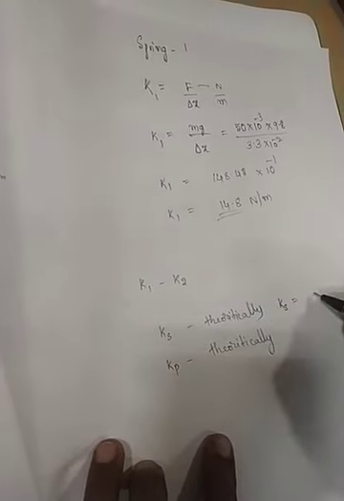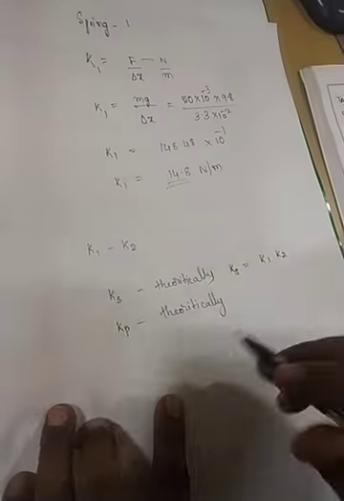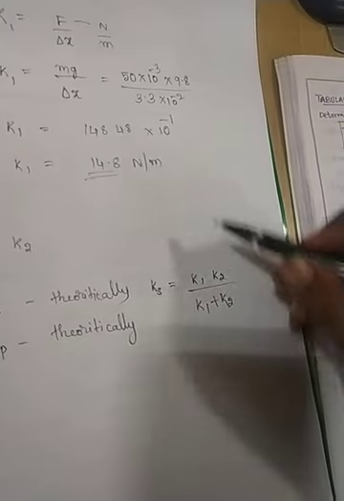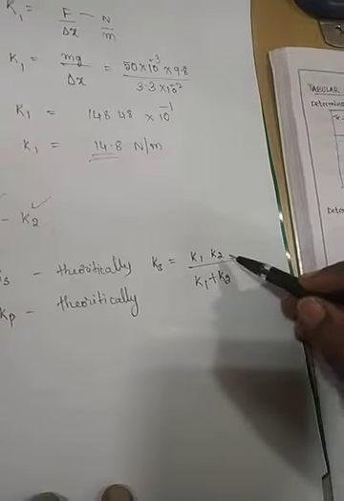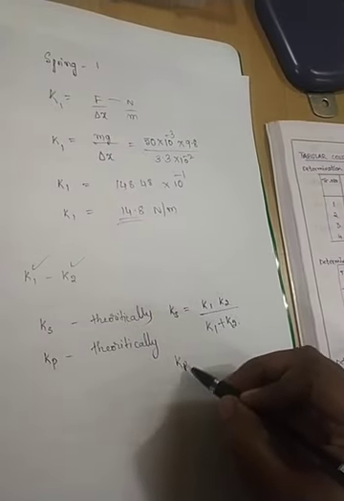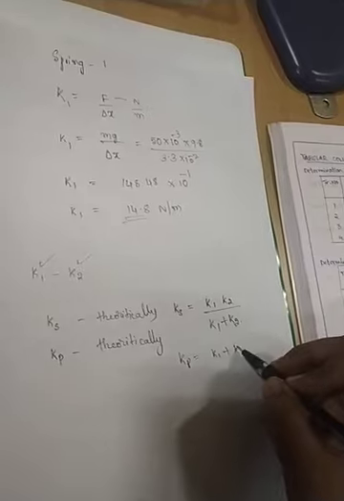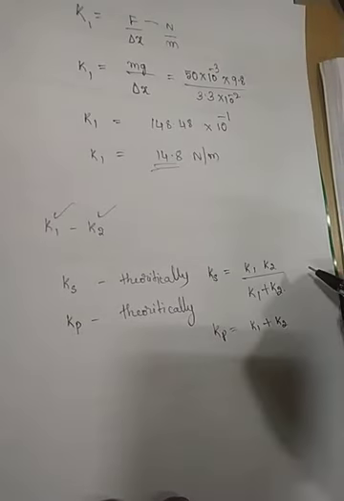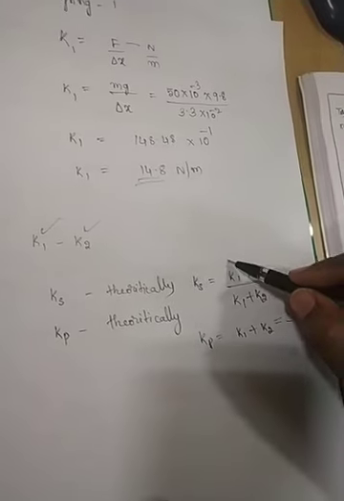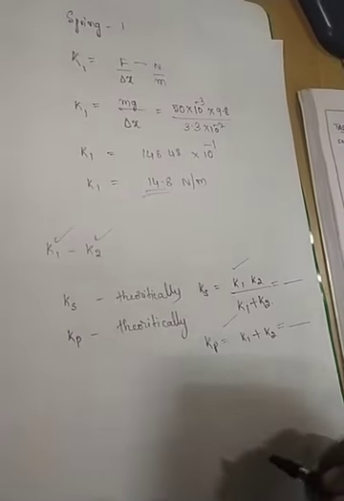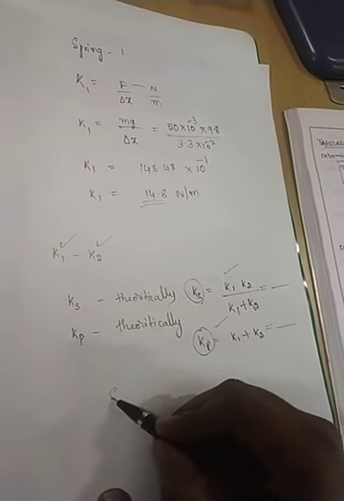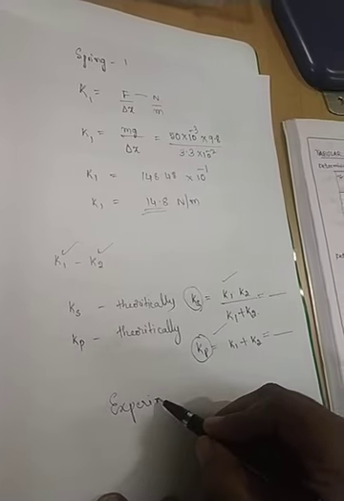So Ks will be equal to K1 K2 divided by K1 plus K2. So now using this K1 and K2 value, find the value of K1 K2 divided by K1 plus K2. Similarly, Kp will be equal to K1 plus K2. So we'll get some value here and some value here. So this is the theoretically found data. Now we have to find out the Ks value and the Kp value experimentally.